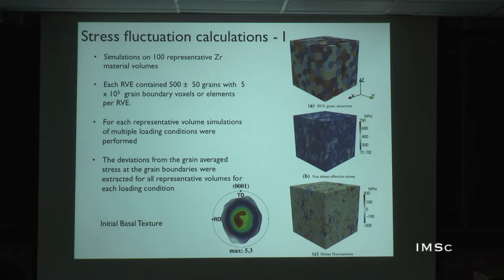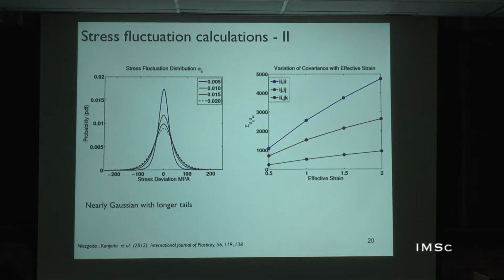And to obtain the local stresses, obviously we can't really measure them from experiments. So we do very large polycrystal simulations, look at the stress variations within each grain and then make an estimate of what the stress fluctuations are. This was the first time people measured the local deviation of the stress inside a grain from its average, and what the nature of that distribution is.